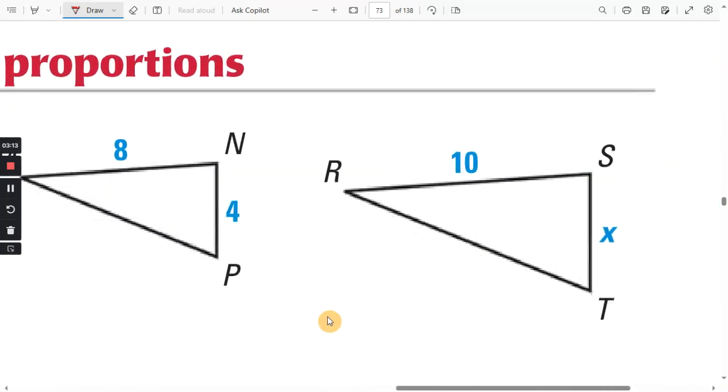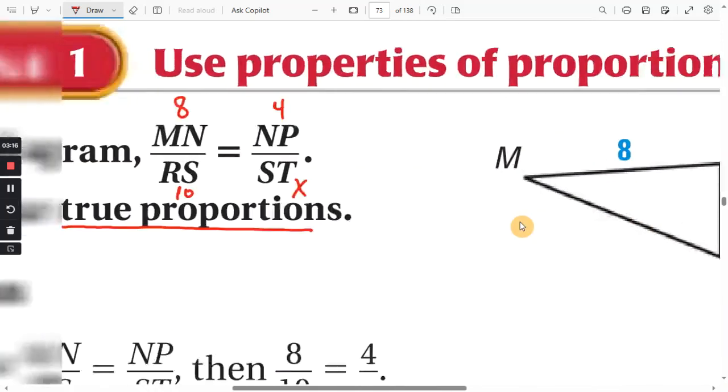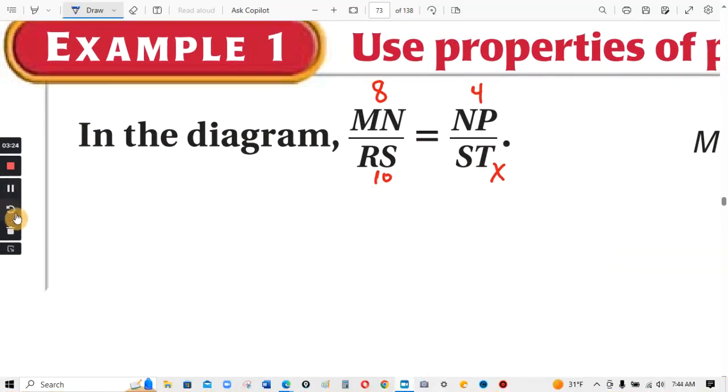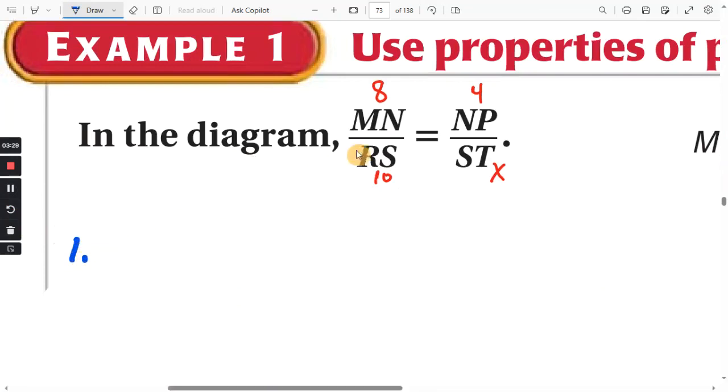So we have two side lengths from each triangle, and we filled them into the proportion. They want us to write 4 of them, so let's try to do that. Number 1, we already have it. That's going to be 8 over 10 equals 4 over x. We got the first one just by filling in the values.